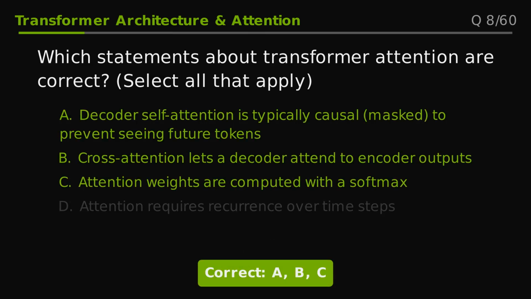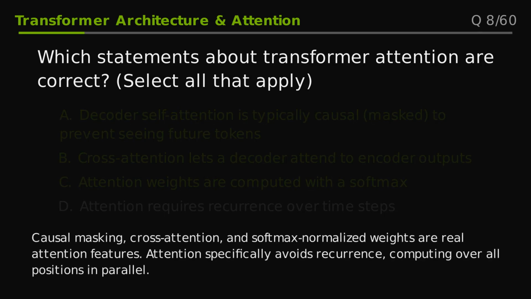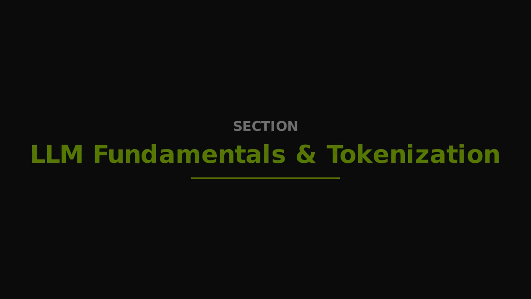The correct answers are A, B, and C. Causal masking, cross attention, and softmax-normalized weights are real attention features. Attention specifically avoids recurrence, computing over all positions in parallel. Next section: fundamentals and tokenization.